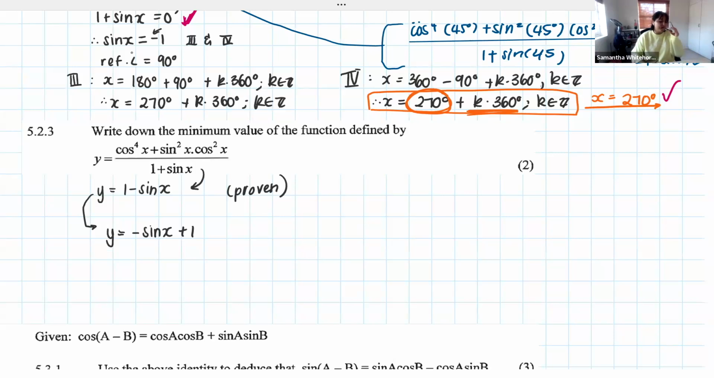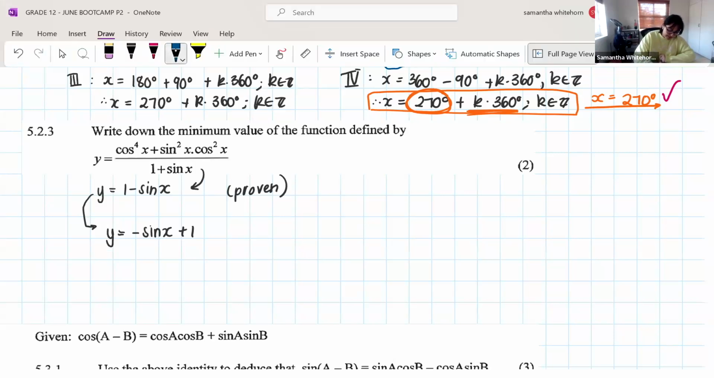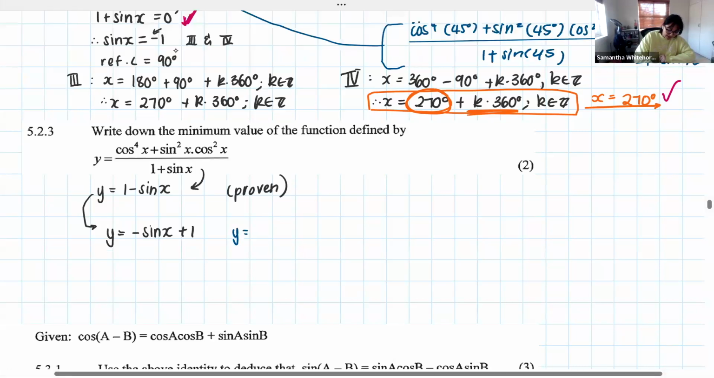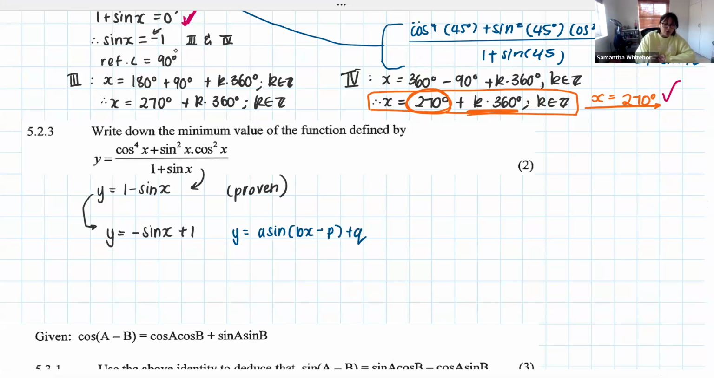Now, when I say a better form to understand the function, you need to go back to your trig functions. So for a sine function, y is equal to a sine bx minus p plus q. It looks horrible. I'm fully aware of that fact, but generally speaking, we put the sine or the ratio first, and then we put the constant. So that's all I've done here.